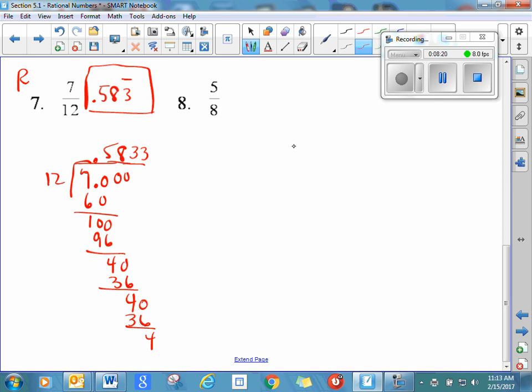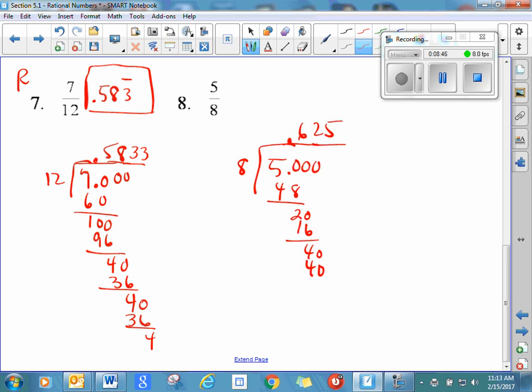And the last one on this page, 5 inside the house, 8 on the outside. 8 doesn't go into 5. Add a 0. 6 times 8 is 48. Remainder 2. Bring down a 0. 2 times 8 is 16. Remainder 4. Go another time, and you get 5 with no remainder. So this is a terminating decimal, and it's 0.625.